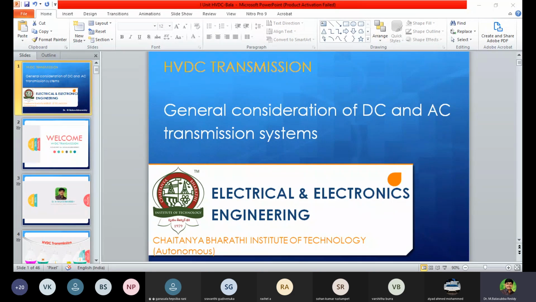Just like the introduction, then advantages, disadvantages, comparisons, all these things will come under this unit, and the general consideration of DC as well as AC transmission systems. So that is one thing.